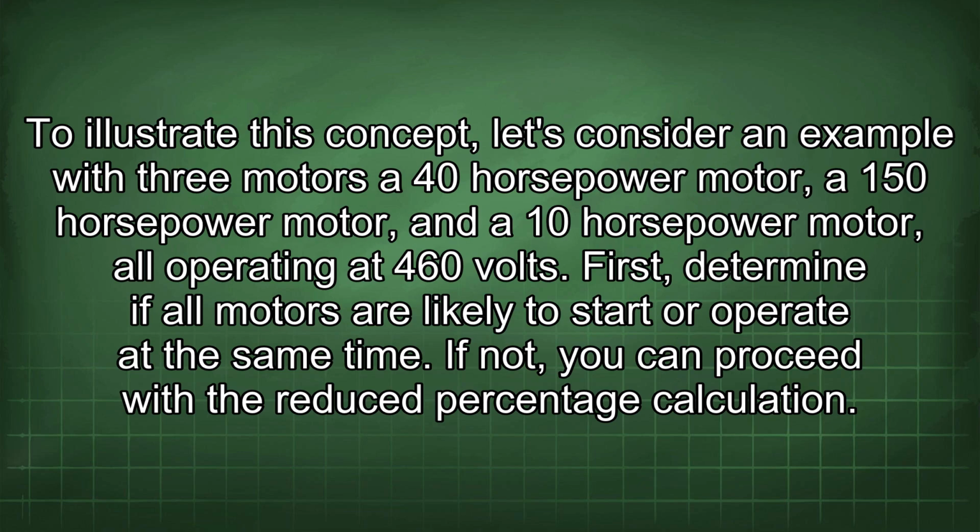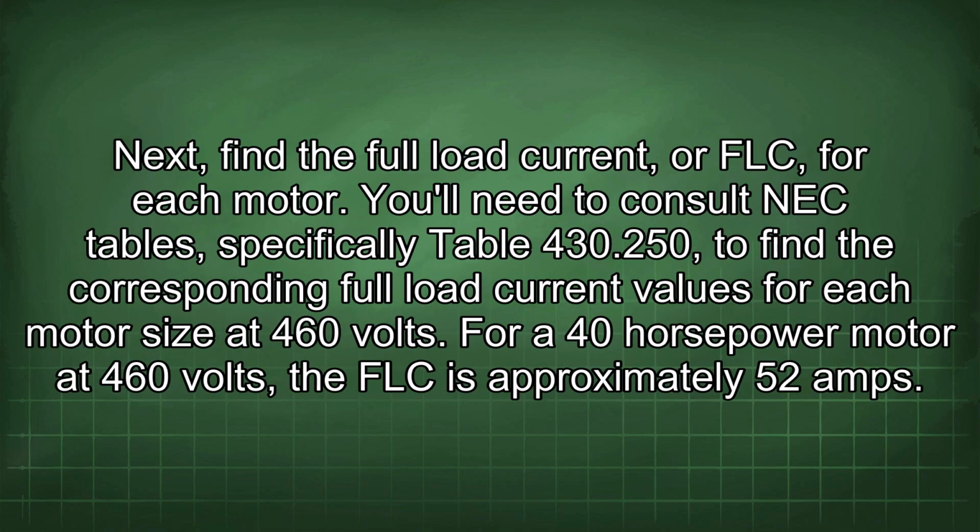First, determine if all motors are likely to start or operate at the same time. If not, you can proceed with the reduced percentage calculation. Next, find the full load current, or FLC, for each motor. You'll need to consult NEC tables, specifically Table 430.250, to find the corresponding full load current values for each motor size at 460 volts.